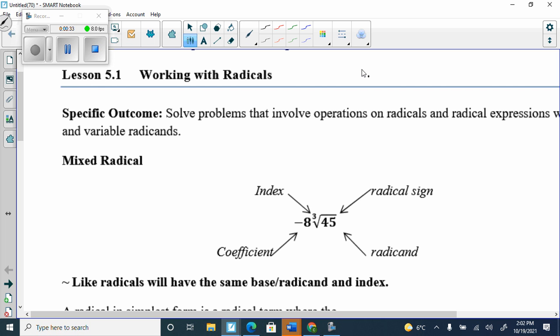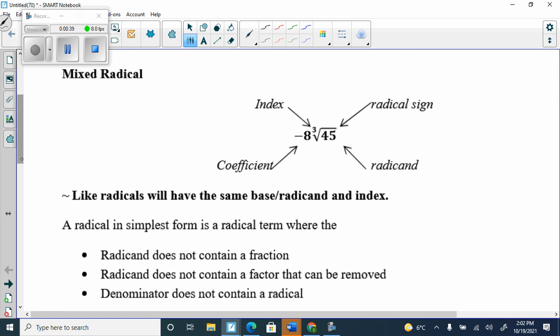The number in front is the coefficient. That's the radical sign. And what's underneath the radical is the radicand. You were taught that last year. Like radicals will all have the same radicand and index. So if it's a like radical, they would have the same value under the square root symbol. So the same radicand, like a square root of 3 or square root of 5.